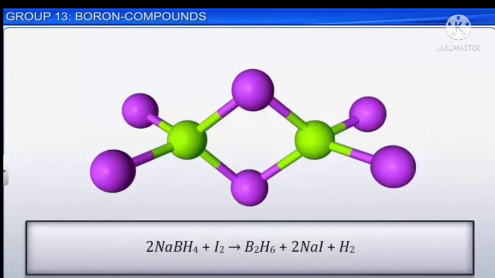In the laboratory, oxidization of sodium borohydride with iodine produces diborane. Sodium iodide and hydrogen gas are the byproducts of this reaction.